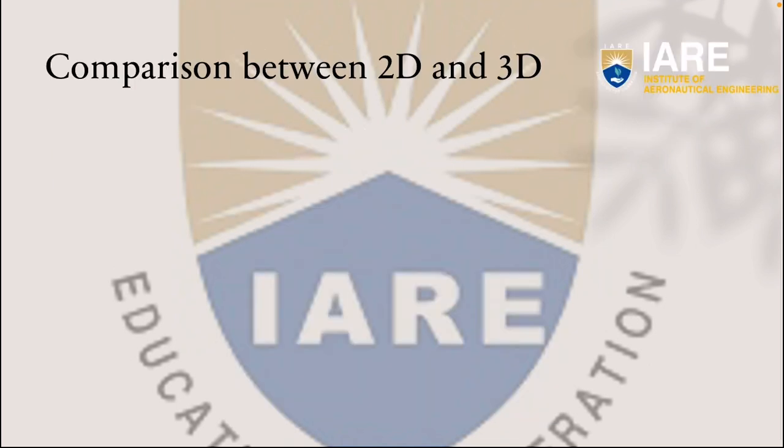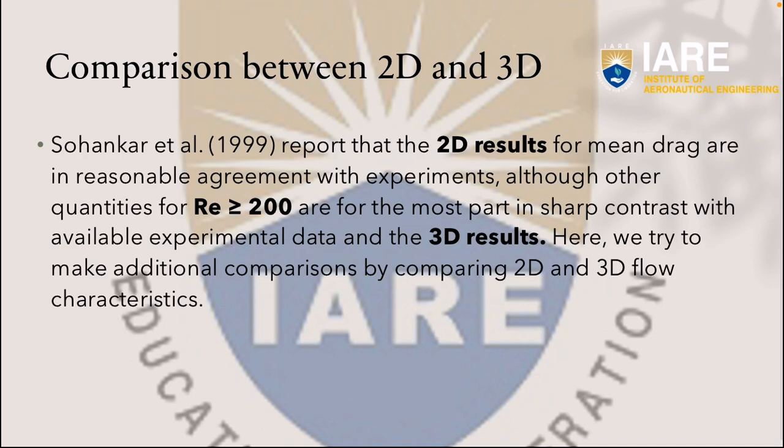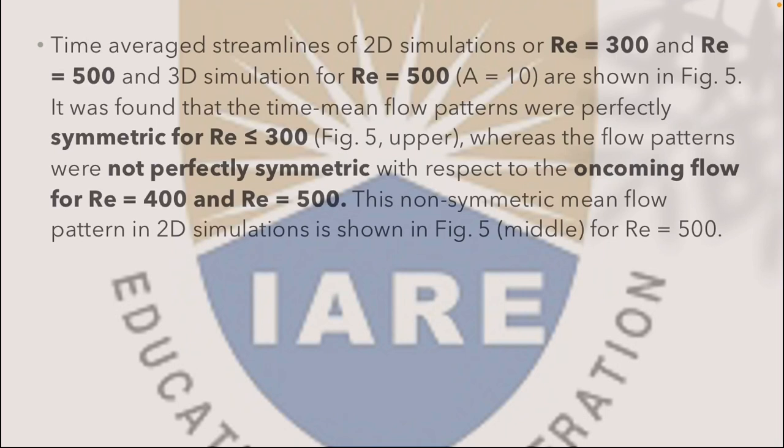Now let us discuss the comparison between 2D and 3D. Sankar reported that 2D results of mean drag are in reasonable agreement with experiments. Also, other quantities for Reynolds number greater than or equal to 200 are for the most part consistent with available experimental data and the 3D results. Here we try to make an additional comparison of 2D and 3D for 3D flow characteristics.